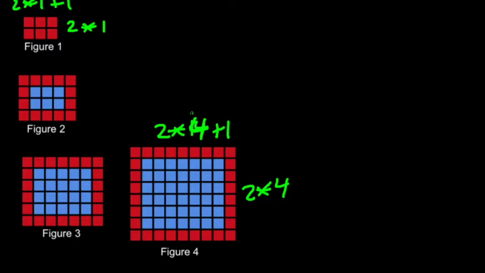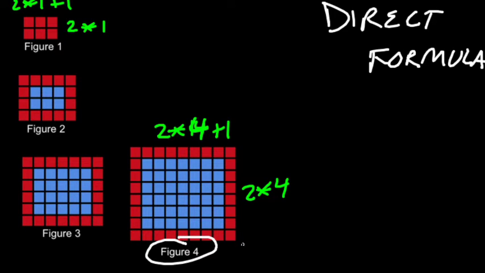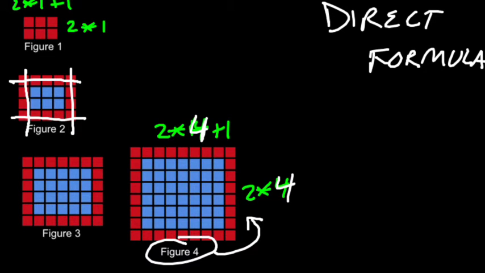Okay, so they notice this. This is the important piece in being able to make a direct formula: you have to connect the figure number to totals. Have to connect the figure number to totals, this thing here. They went on to say, I'm going to add top, bottom, left, right. I'm going to have 2 of these and 2 of these. And that'll be all my red squares. Okay, that's how they came up with the formula.